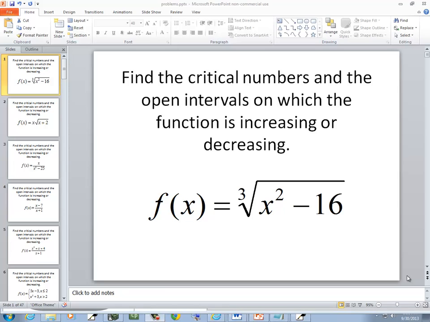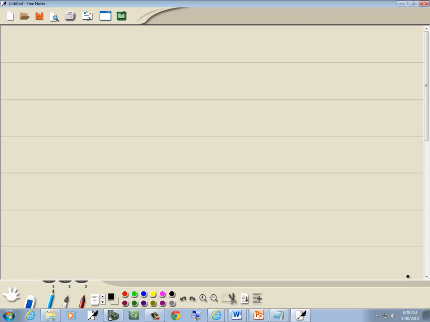In this problem, we want to find the critical numbers and open intervals on which the function is increasing or decreasing. So we've got f of x is equal to the cube root of x squared minus 16. To begin with, we know to find a derivative, we don't want it in radical form. So I'm going to rewrite this as x squared minus 16 to the 1/3 power.